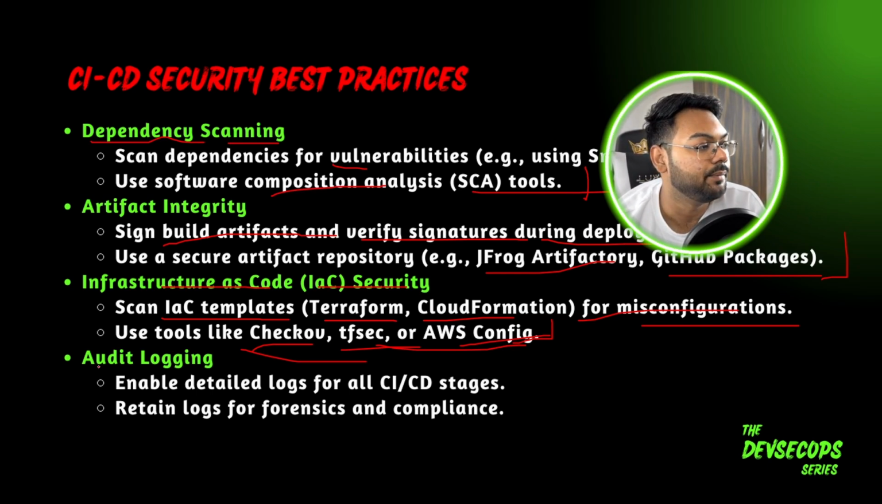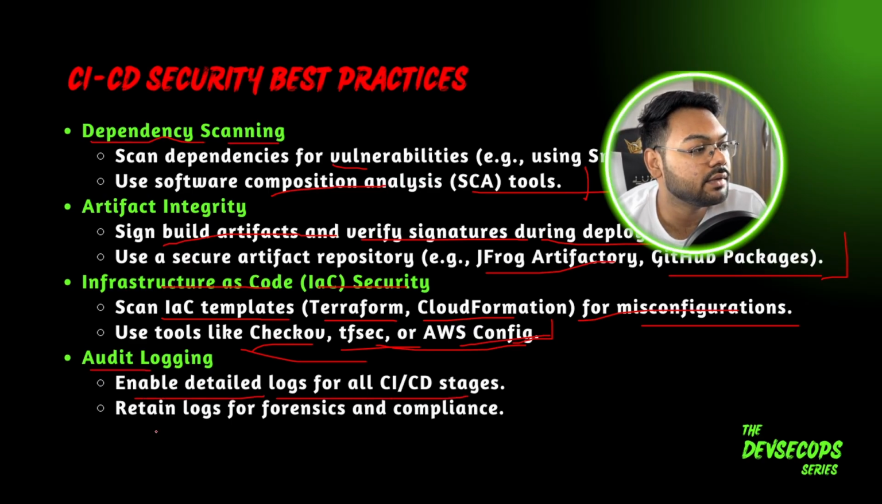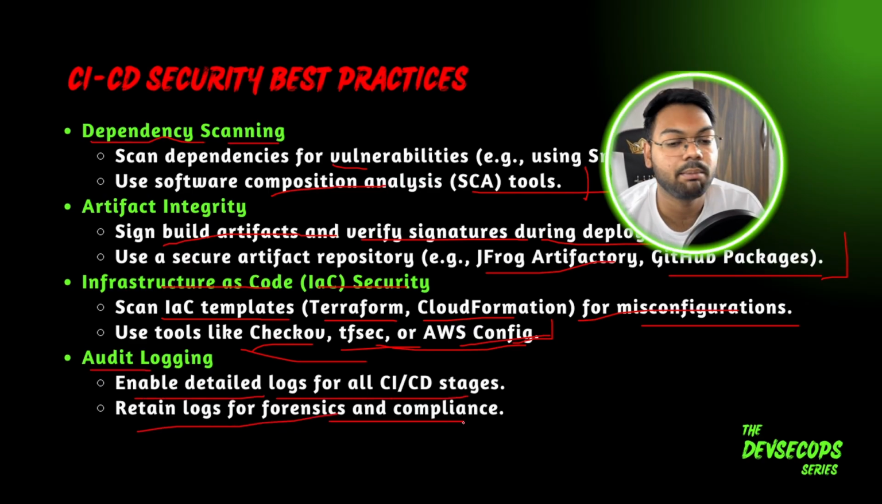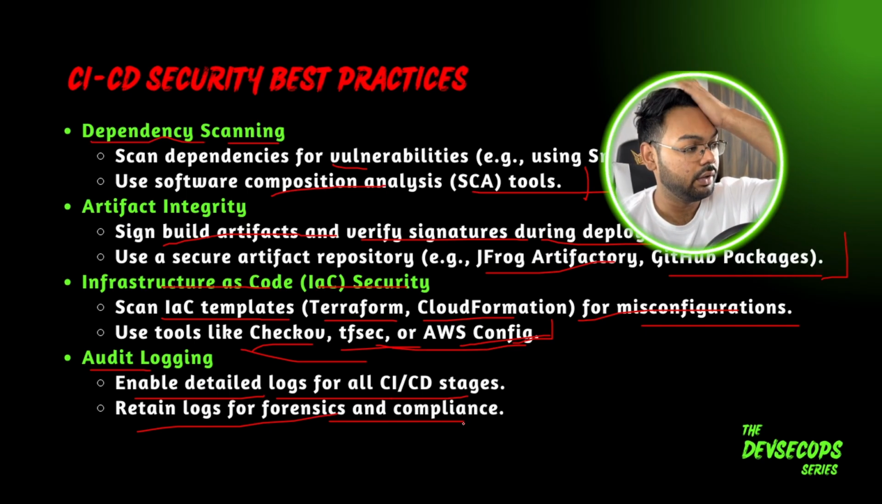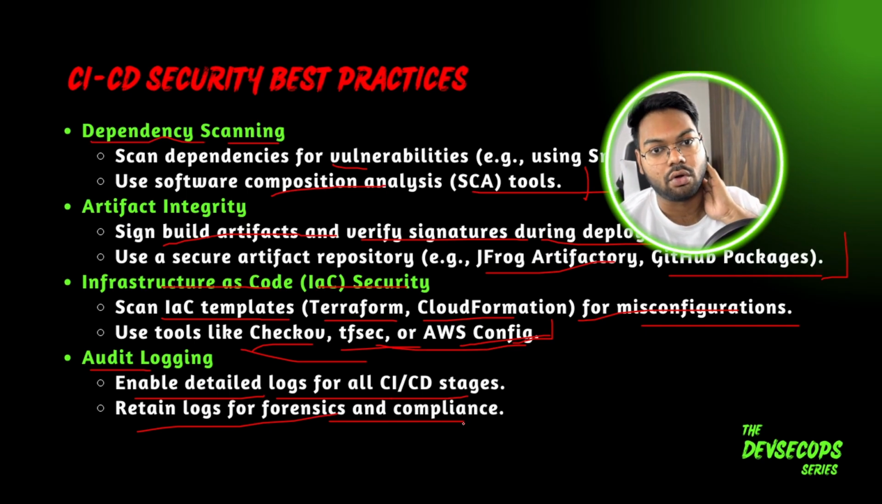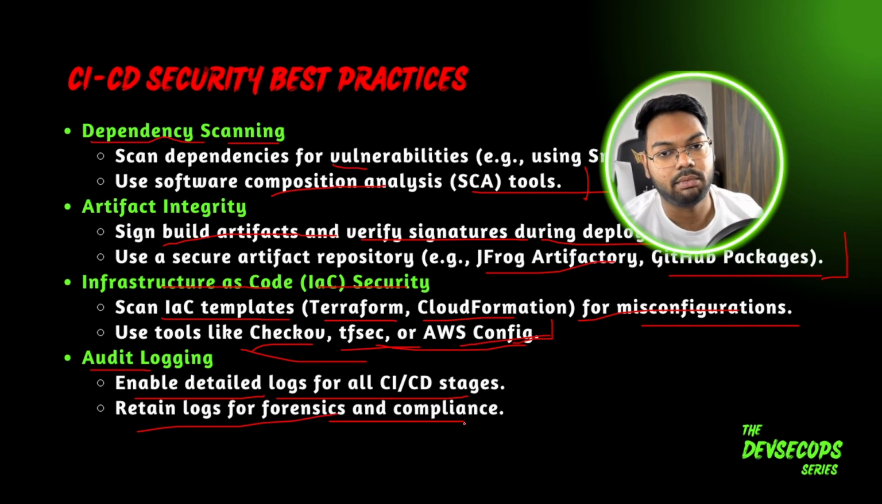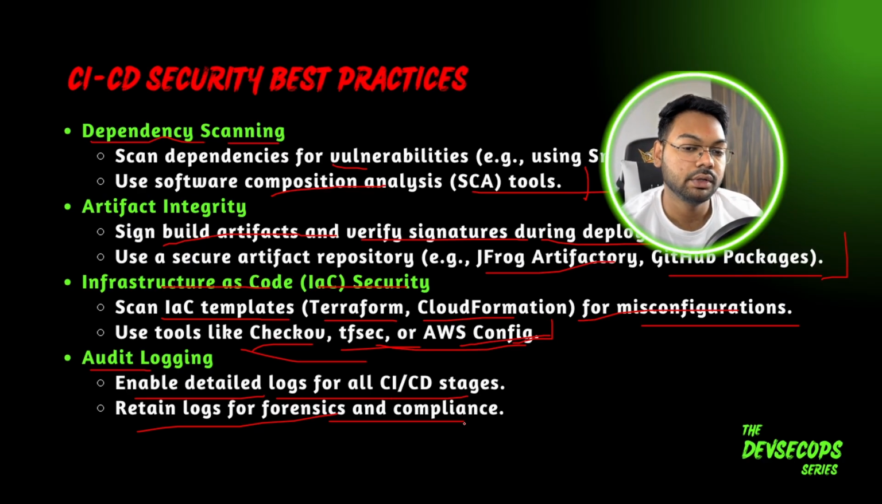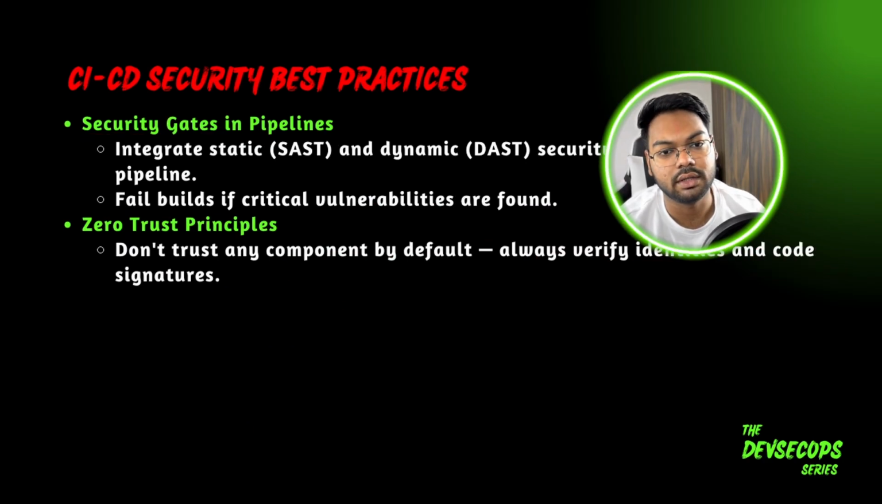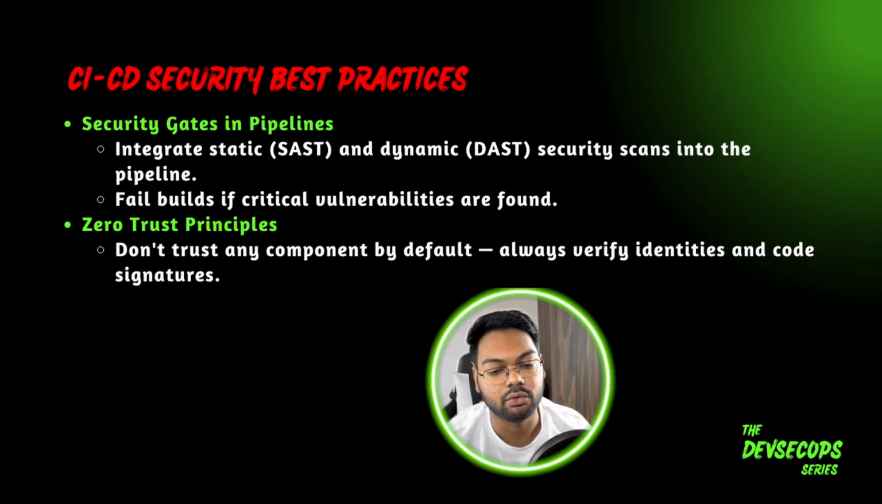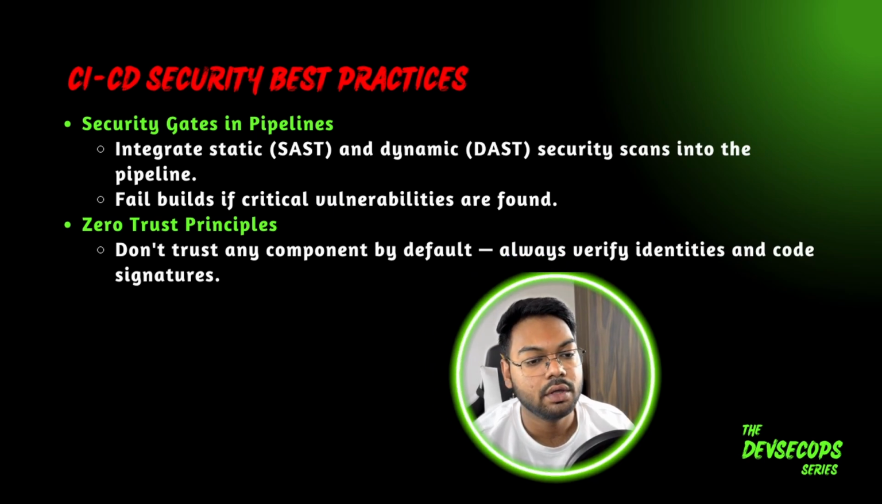I will link this video over here so that you can check what things we can do for IaC security. Then audit logging: you need to enable detailed logs for all CI/CD stages and retain logs for forensics and compliance, because you need to know if something goes wrong, where it goes wrong. Investigation is part of that, but if you have enabled logs and they are stored securely somewhere, you would very easily find what you need to check to fix the issue.